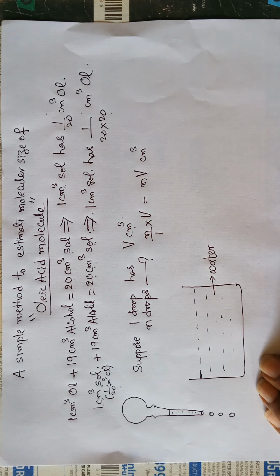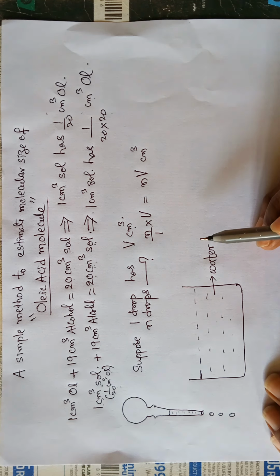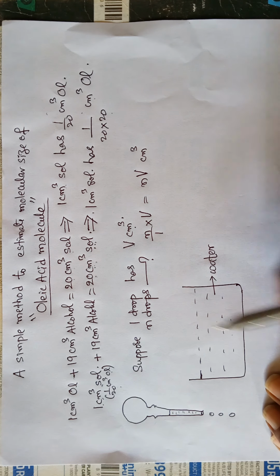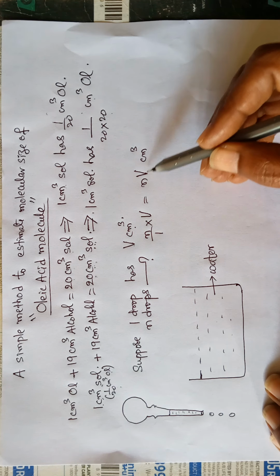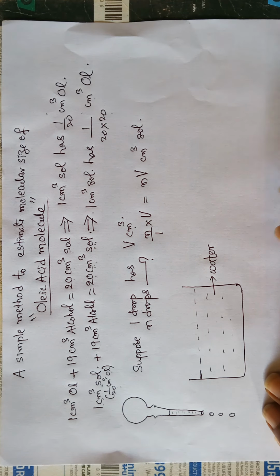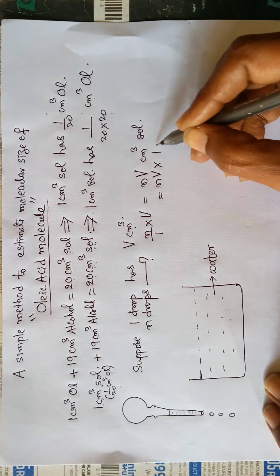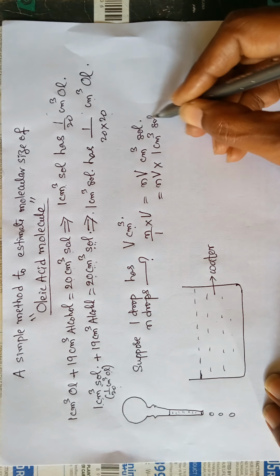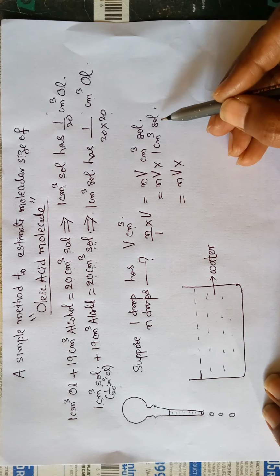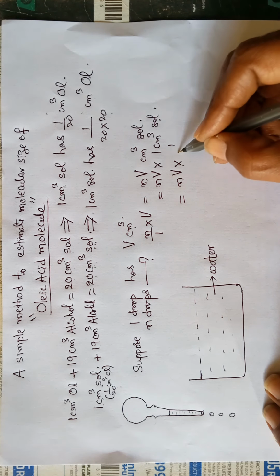If you pour nV cm cube of solution over the water, in this nV cm cube of solution, how much oleic acid is there? nV into 1 cm cube of the solution has 1 by 20 into 20 cm cube of oleic acid.